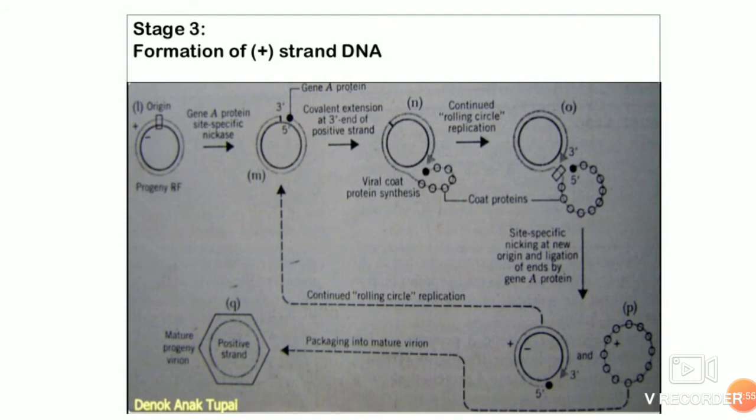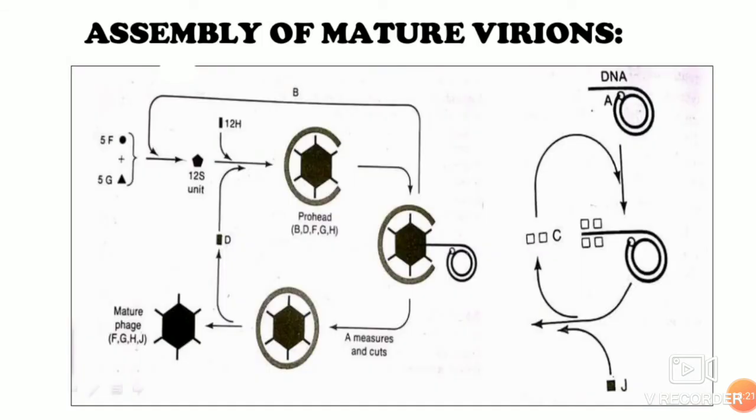Now once the synthesis of this new strand happens, there is displacement of the old strand, and then the viral coat proteins get assembled onto the displaced single strand positive DNA. Once the complete strand is done, there is site specific nicking by the gene A product, and then you have the viral genomic DNA ready to be packed. The next step is the assembly.